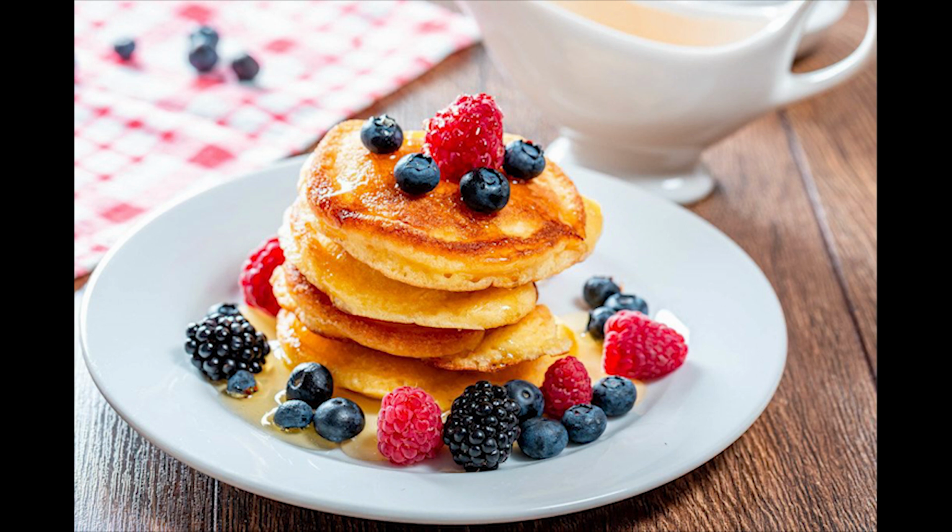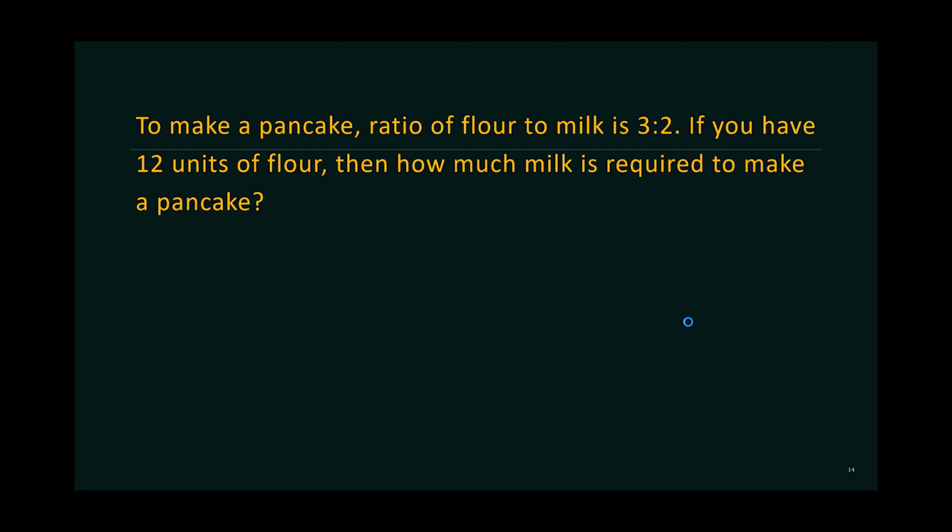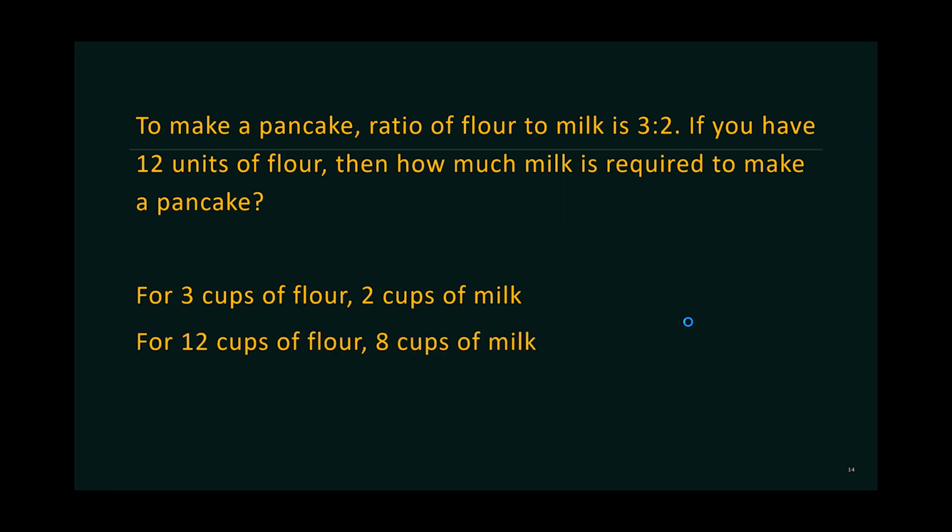Let's take another example. To make a pancake, the ratio of flour to milk is 3:2. If you have 12 units of flour, how much milk is required to make a pancake? So for 3 cups of flour, you need 2 cups of milk. So for 3 into 4, 12 units of flour, you would need 2 into 4, 8 cups of milk.